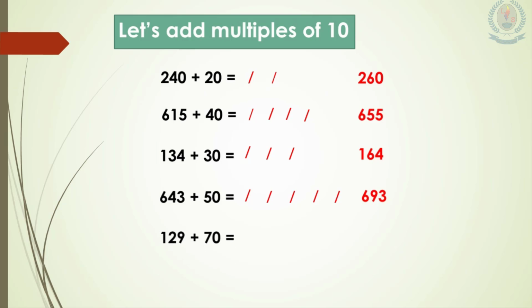The next one is 129 plus 70. You can take 7 fingers. We are going to count on in tens from 129. 139, 149, 159, 169, 179, 189, 199. Answer is 199.